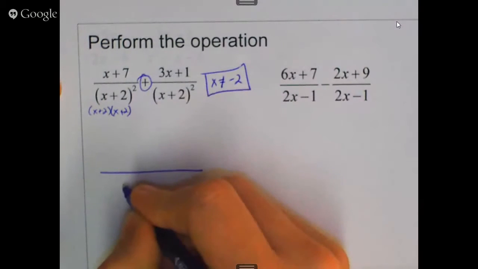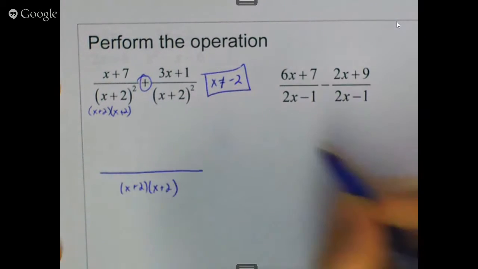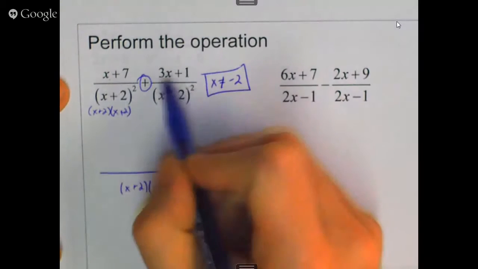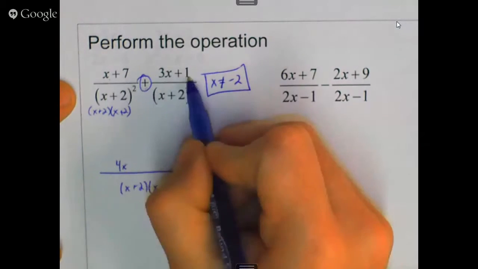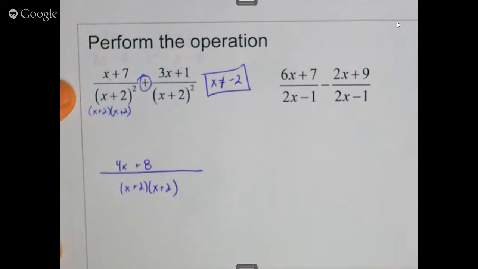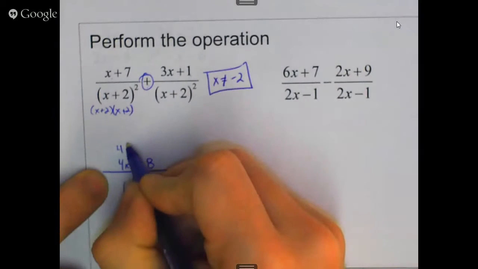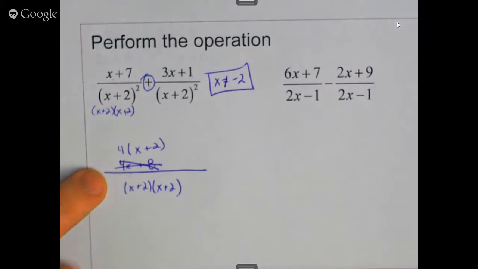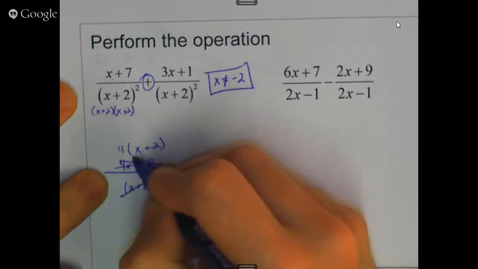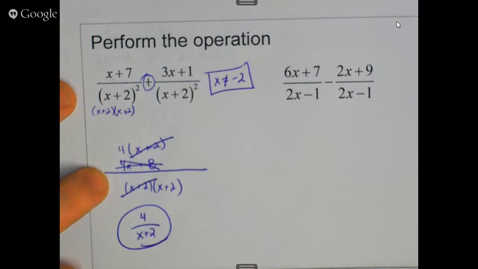When I add, I keep the denominator the same, and I combine like terms on the top. So I have x plus 3x, that's 4x. I have 7 plus 1, that's 8. It says simplify and factor the numerator. Well, here I see that I can factor out a 4. So I have x plus 2. And now it says cancel. So I get the x plus 2 over x plus 2, and I'm left with 4. That would be my solution.